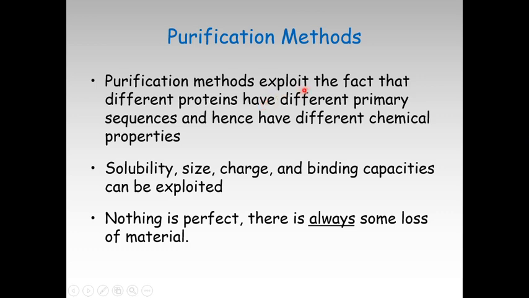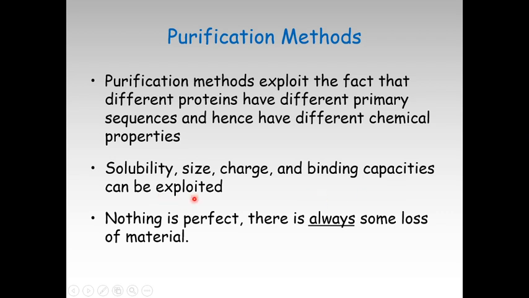Protein purification methods exploit the fact that different proteins have a different primary sequence and have different chemical properties. So what different chemical properties could different proteins have, right? One of them is solubility. Other is size, because different amino acid sequences result in different molecular weights, right? Charges, right? Remember isoelectric point of an amino acid, of a peptide, and a protein also has a pI. So charge varies, right? Does it have a predominant positive charge, or does it have a predominant negative charge?